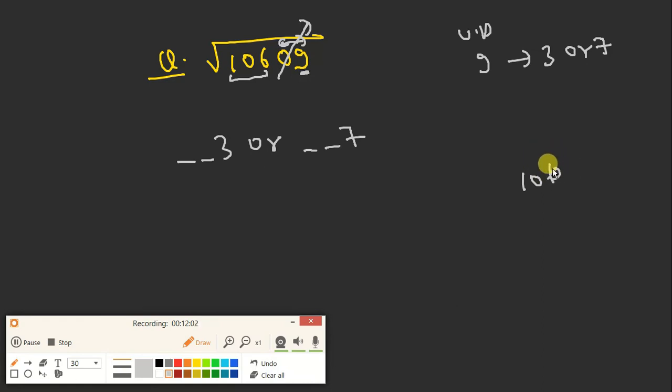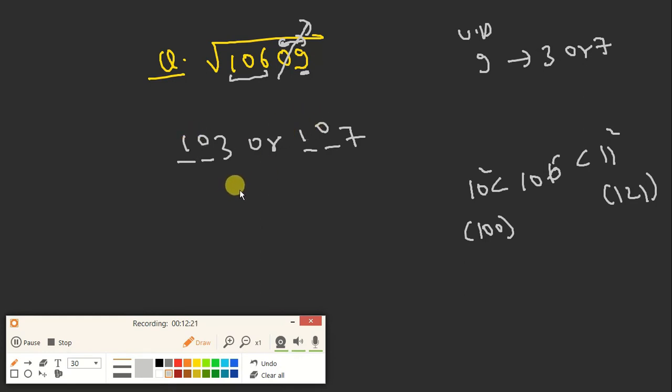This 106 comes between 10 square and 11 square, right? Because 10 square is 100 and 11 square is 121. So it is coming between these two. Okay, so the smaller number is 10. So we will write 10 here also and 10 here also. Now we have to choose between both the options, whether it will be 103 or 107.